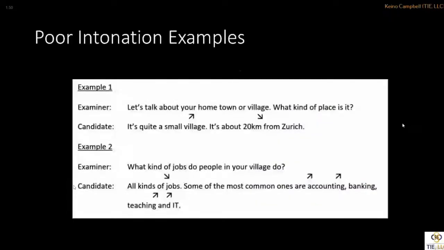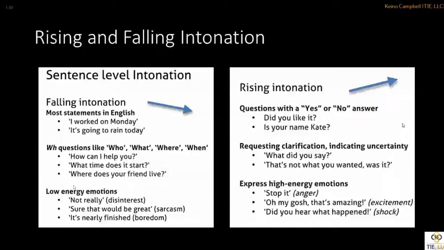For example, this is a statement. It's quite a small village. Now, you heard me say it correctly with the intonation falling at the end. Incorrect. It's quite a small village, right? That rising intonation makes it sound like a question or you don't know what you're talking about, right? All kinds of jobs. That's correct. But here, some of the most common ones are accounting, banking, teaching, IT. Again, wrong intonation makes it sound like a question instead of a statement. This is some information you can review here about intonation in terms of falling and rising intonation.